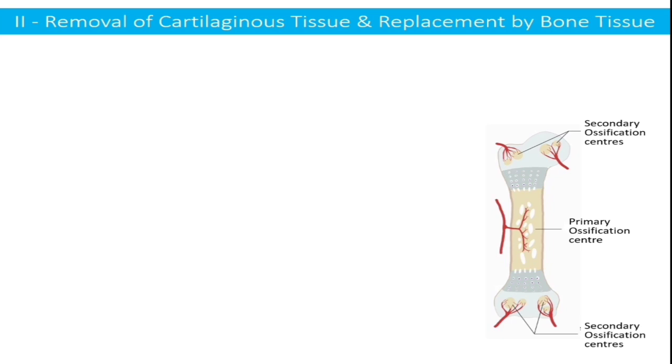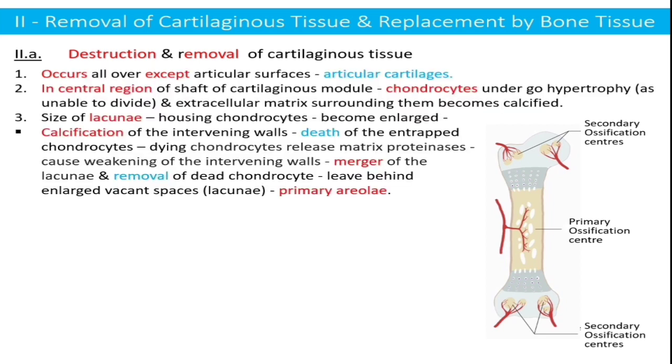The second phase of the intracartilaginous method of ossification comprises two steps: number one, destruction and removal of cartilaginous tissue, and number two, replacement by the bone tissue. First, the destruction and removal of cartilaginous tissue occurs all over the bone except articular surfaces, where it persists as articular cartilages. In the central region of the shaft of the cartilaginous model, due to relatively less blood supply, hence nutrition, the chondrocytes undergo hypertrophy and the extracellular matrix surrounding them becomes calcified.